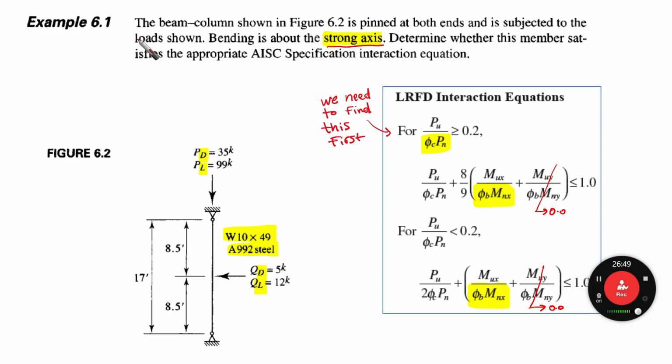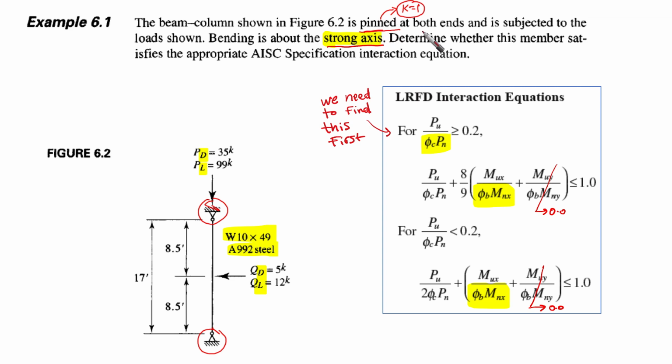So we have the beam column shown. This is the beam column, as you can see here. And this beam column is pinned at both ends. So we have a pin here and another pin here, which are the end conditions. As I said, every word in the example has significance. Pinned here means that we are going to have, for example, k equal to 1. This means that our effective length is going to be 1.